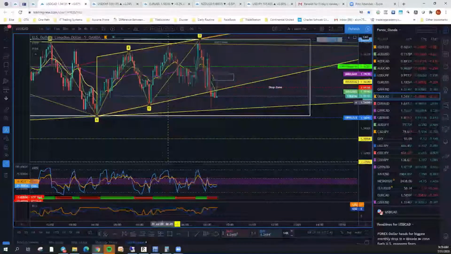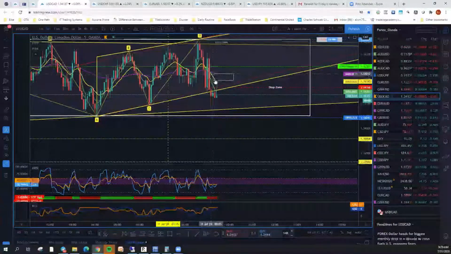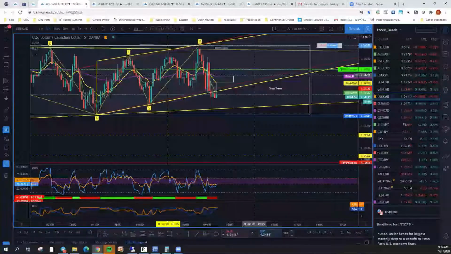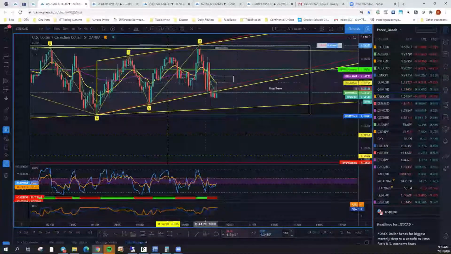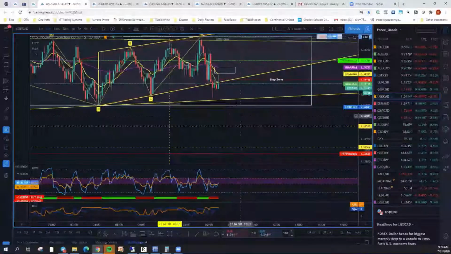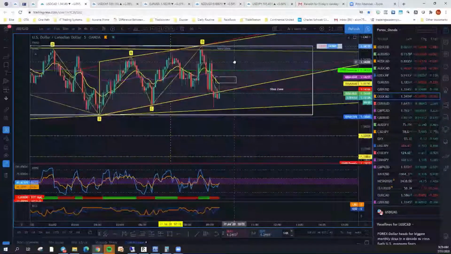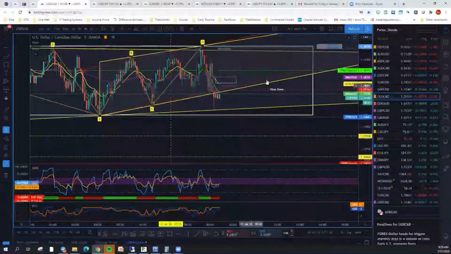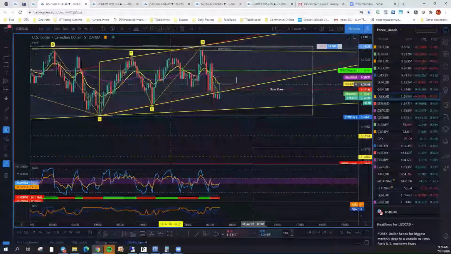I like how this thing came up and respected this yellow moving average. I just want to see a lower low. It is basing right in here. And usually when you see a basing before the break, that's usually when you're going to get a strong break to the downside or to the upside, depending on where the basing is. But still kind of respecting this little trend line right here.